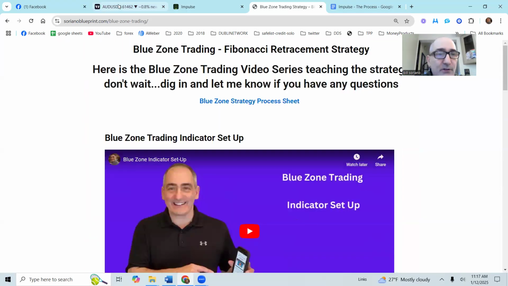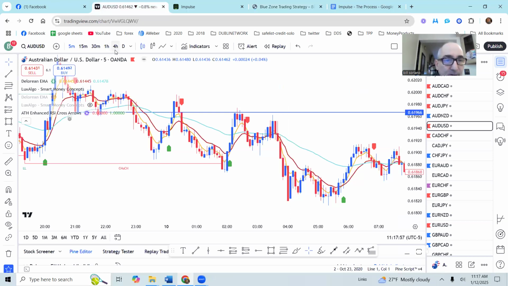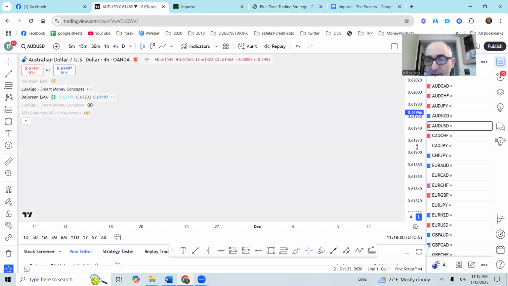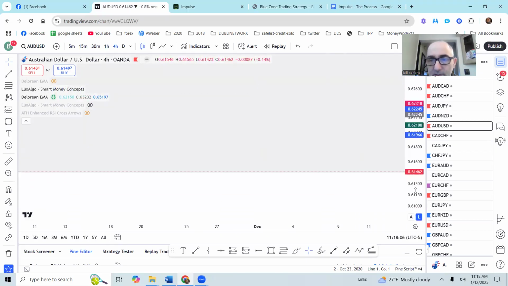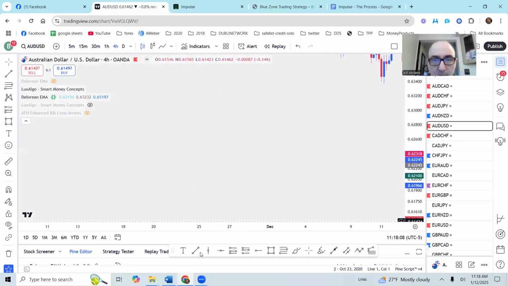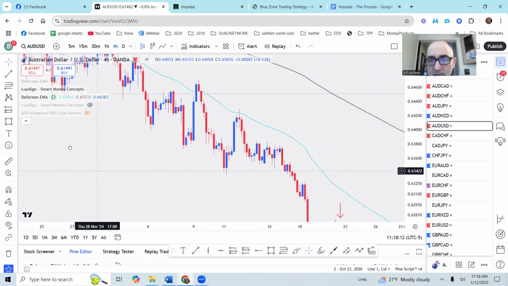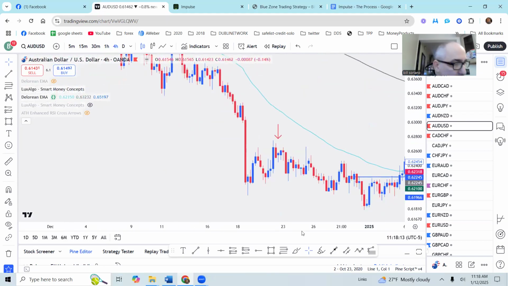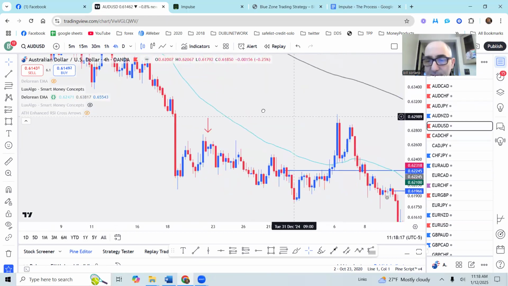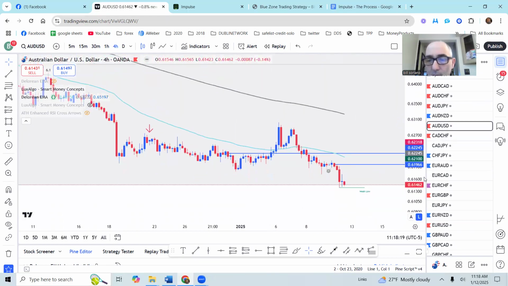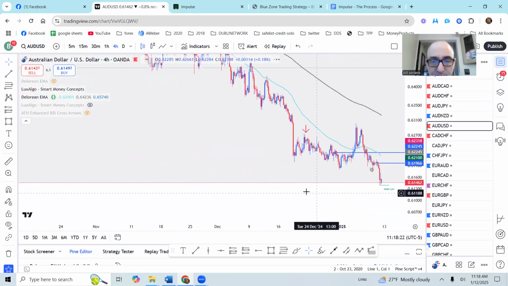But let's just go to the charts here. And again, we have to go up now to the 4-hour chart to see these fib zones. See what we have here. I'm just going to show you some of the setups that are setting up right now with the blue zone trading strategy.